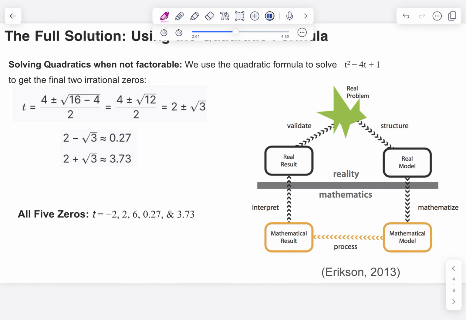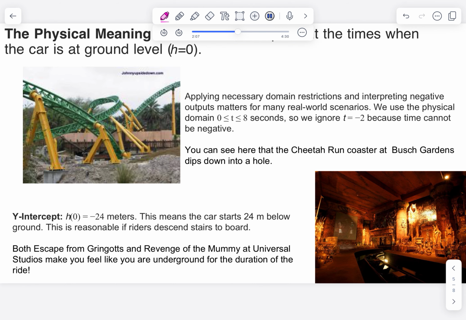This whole process, from the initial problem to the algebraic solution, is known as mathematical modeling. We transition from mathematical results to real results. Each zero is a time the car hits the ground level, but we must apply the physical domain restriction, our section of track, from about 0 to 8 seconds. Since time cannot be negative for the ride, we should ignore our solution of t equals -2.